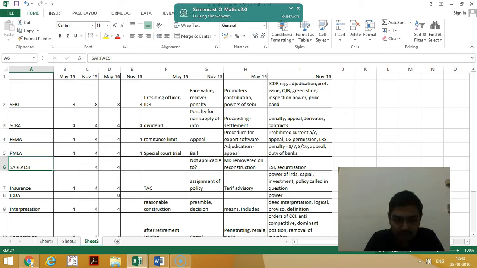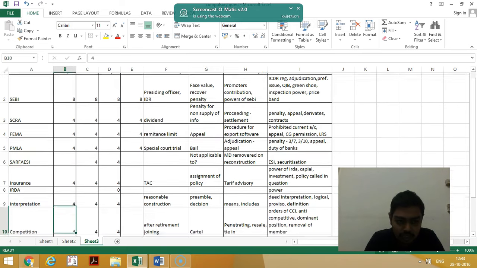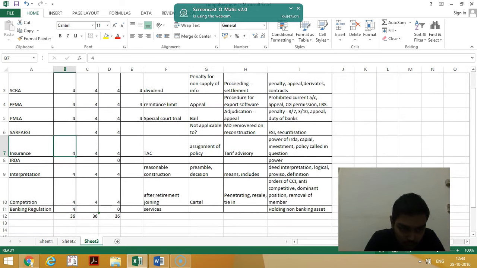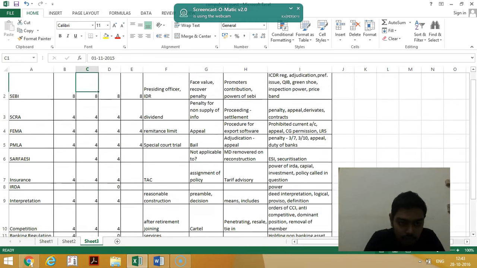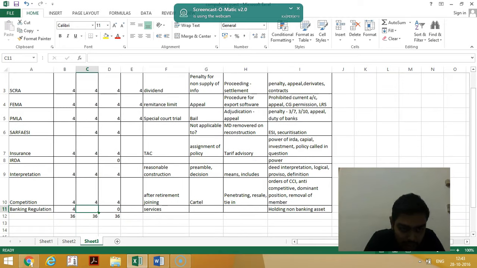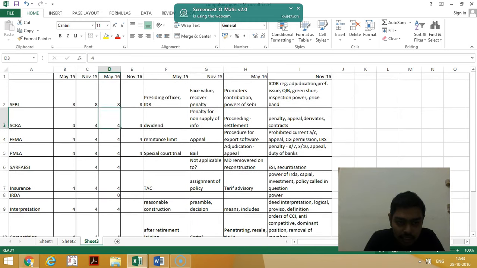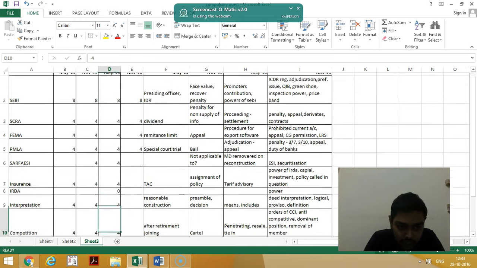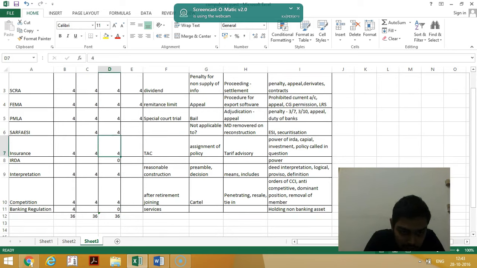If you see May 15 examination, they have not asked question from Sarfaesi and IRDA. Then if you see in November 15, they have not touched banking regulation and IRDA. And in case of May 16, they have not touched IRDA and banking regulation. So this time I am expecting sure shot from banking regulation.